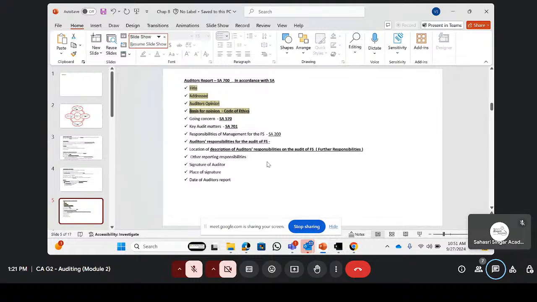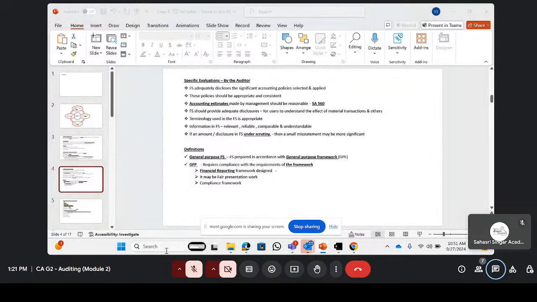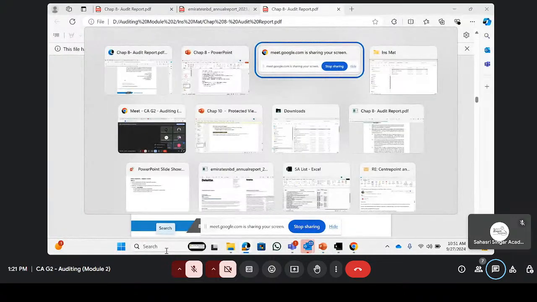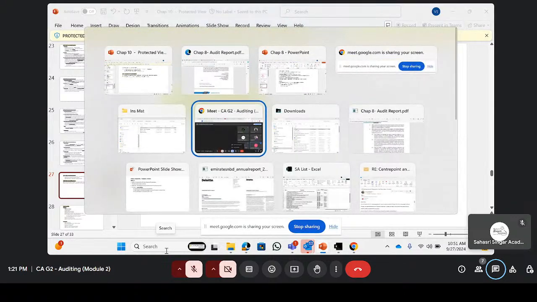Description, other reporting responsibilities, other matters, in this page I've given. But in the PowerPoint presentation I have not shown anything. So this is how it works. With this, we'll stop this chapter right now.